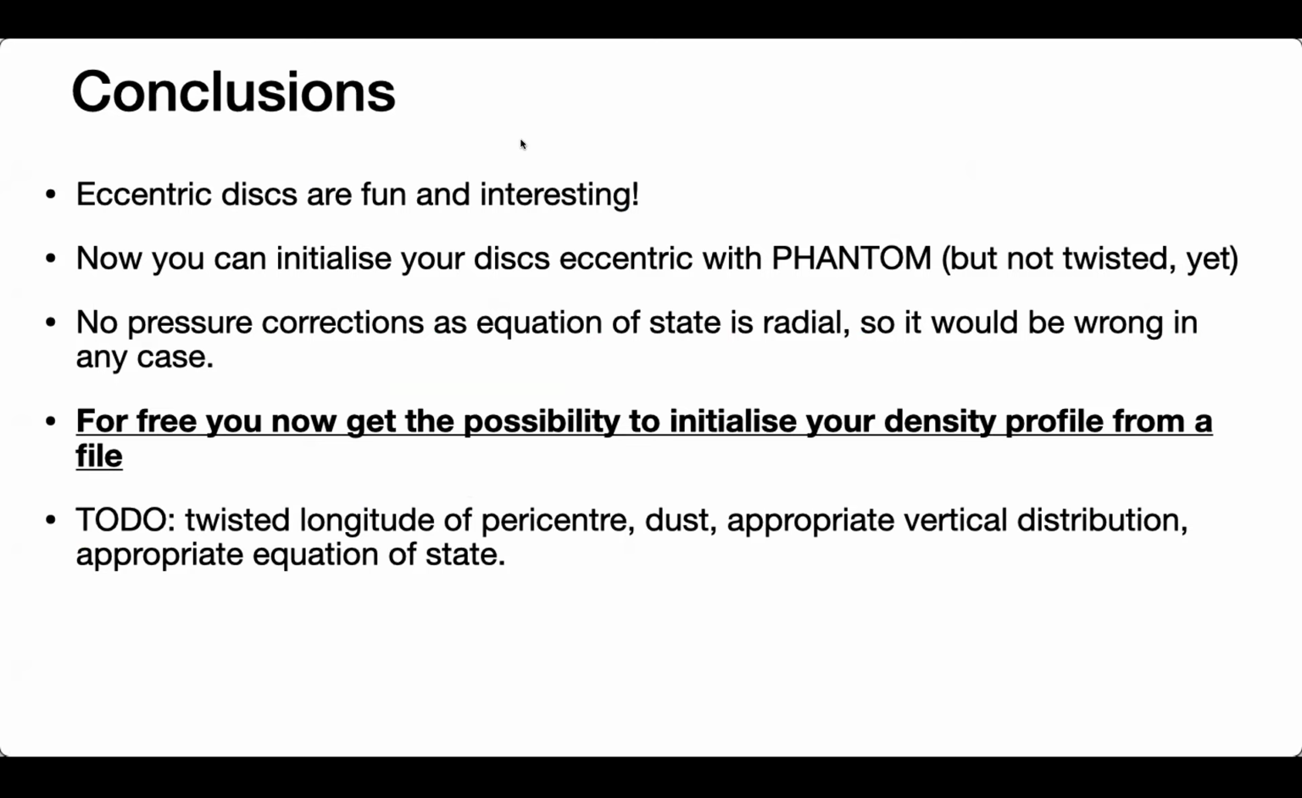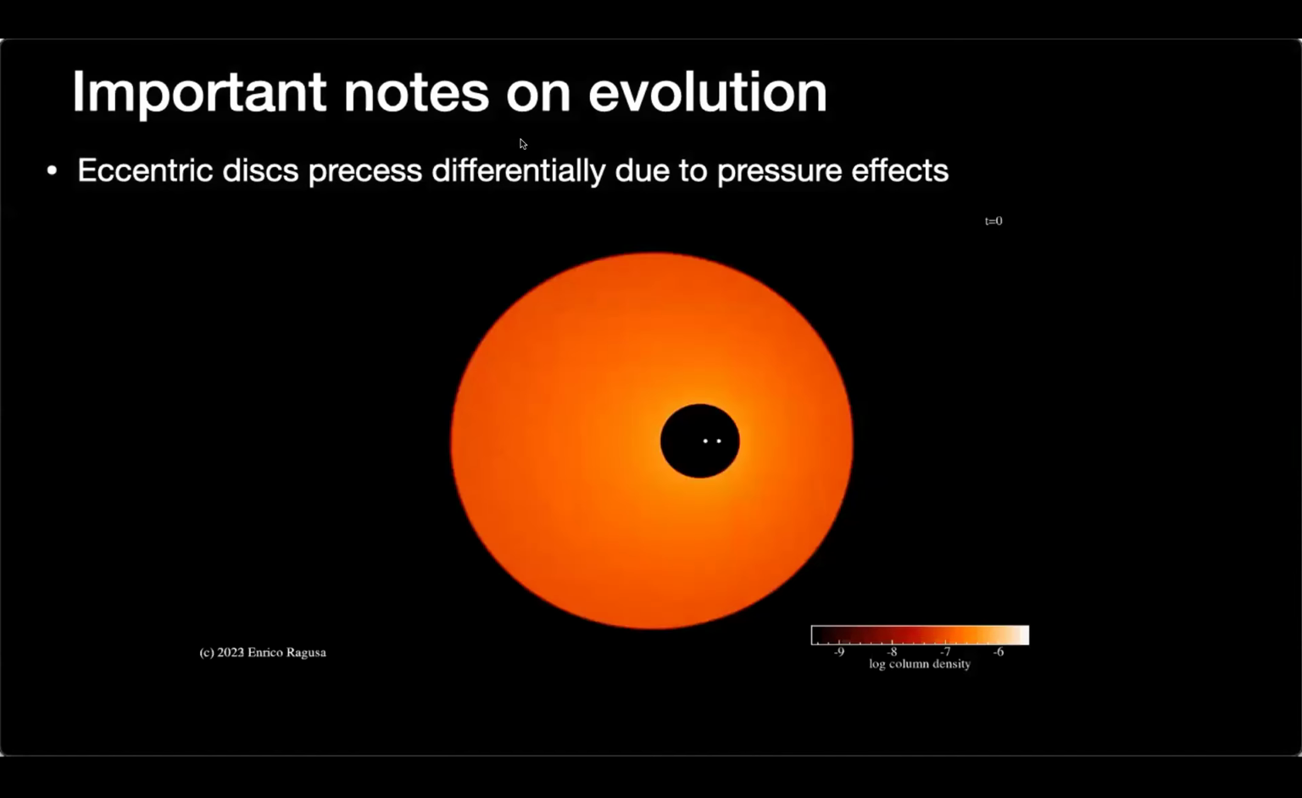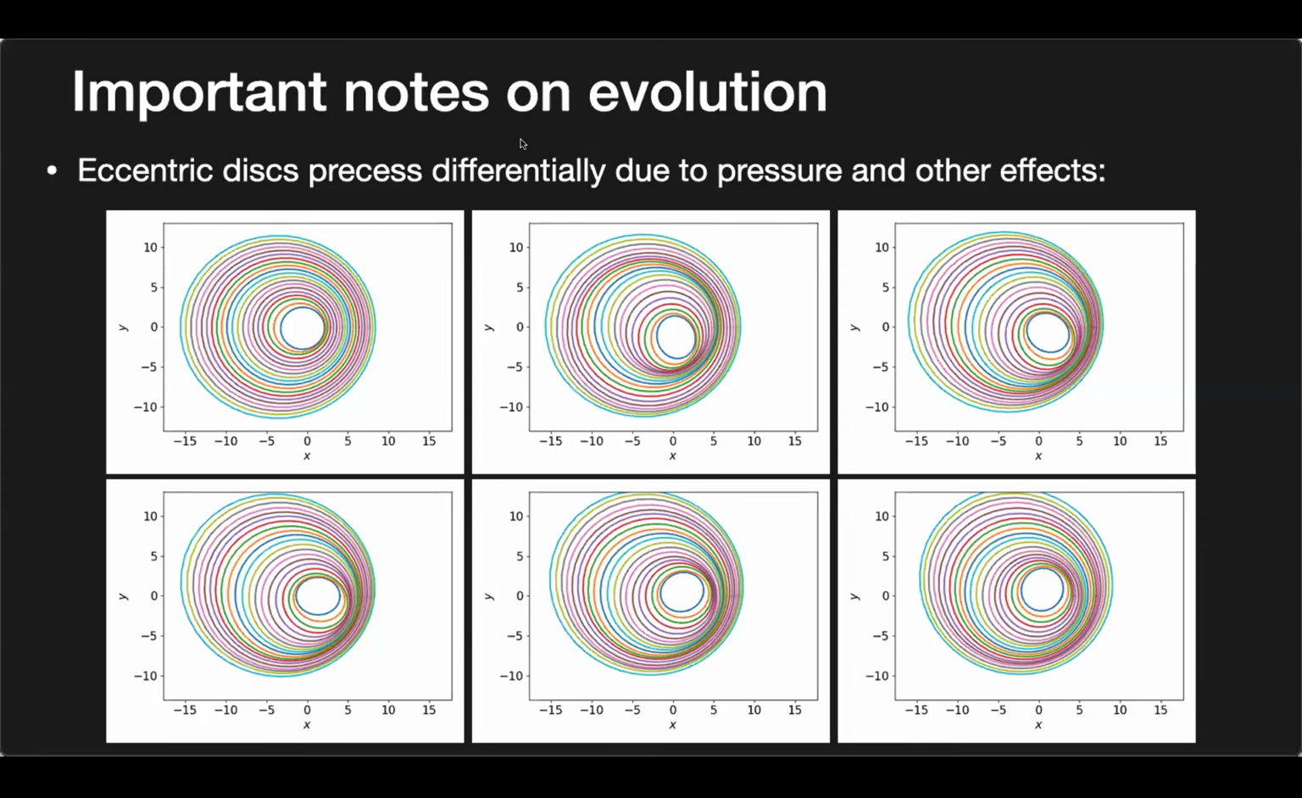And the reason for this is that the pressure by itself produces a precession that is differential to the disk. So as soon as you start the simulation without having the right eccentricity profile, your disk will start twisting, producing this type of spiral features that you see here.